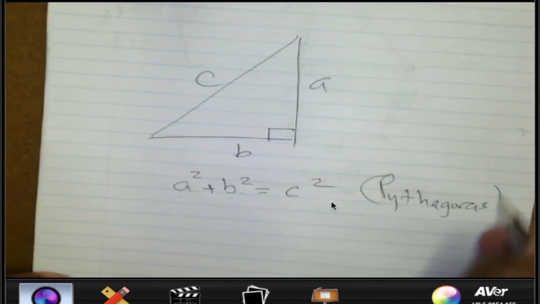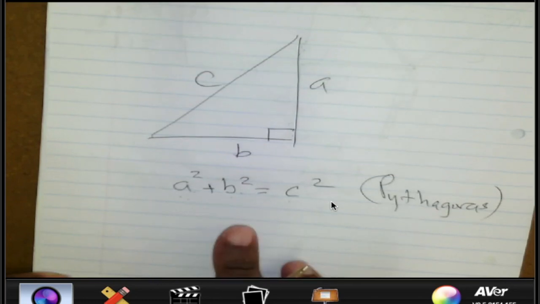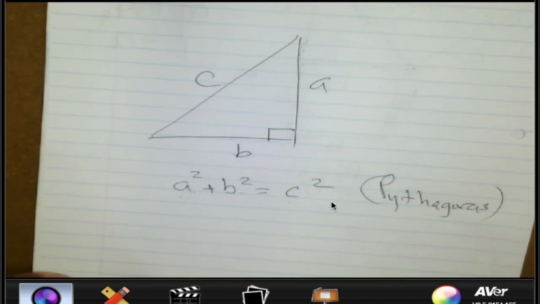Just like we were answering some questions and we were giving reasons, whenever you find yourself using this formula here, your reason will be Pythagoras. You'll simply say Pythagoras because we will be using this. So now look at an example.